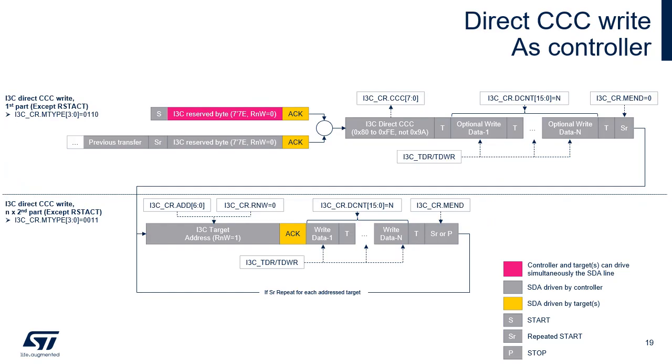This figure illustrates the I3C direct CCC write transfer except RSTACT as it's communicated on the I3C bus and as it's programmed when acting as controller. The controller first issues the I3C reserved byte with RnW set to 0. Once properly acknowledged, the controller transmits the CCC code and subsequent optional bytes if CCC defines a subcommand byte and data bytes. As MEND equals 0, this message is followed by a repeated start before another message is to be emitted. In the second message, the controller transmits the target address followed by n bytes. When MEND equals 1, this message from controller ends with a stop, being the last message of a frame.